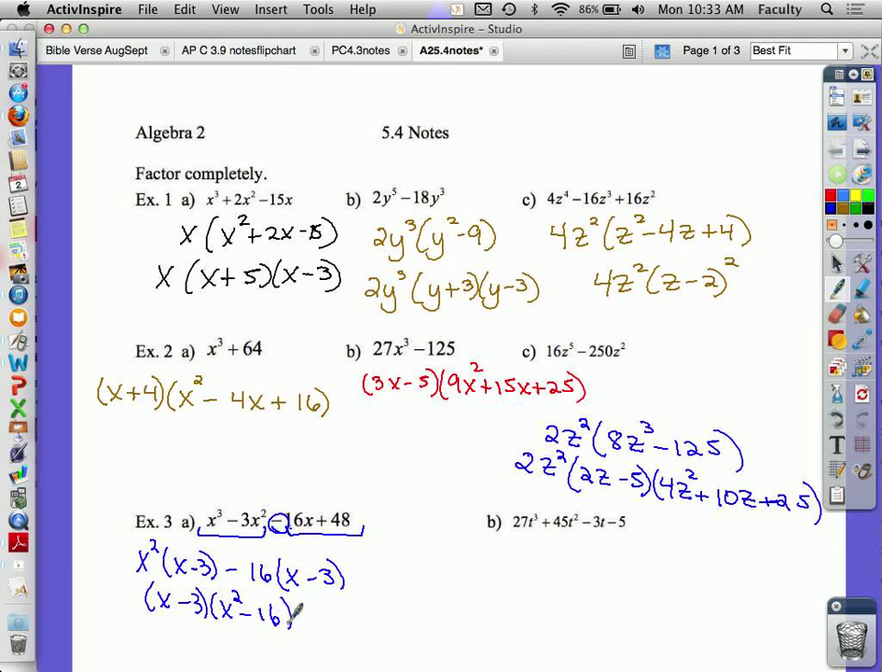Now what you need to get in the habit of doing in chapter 5, factoring, is will it continue to factor? Well, x squared minus 16 is a difference of two perfect squares. Okay? All right, try letter B. I'll give you a head start.